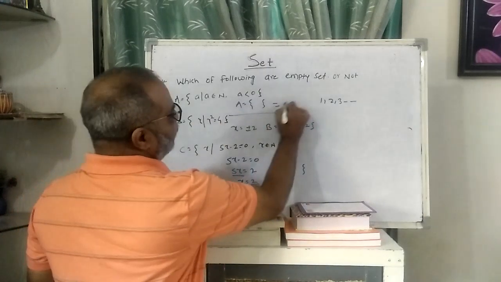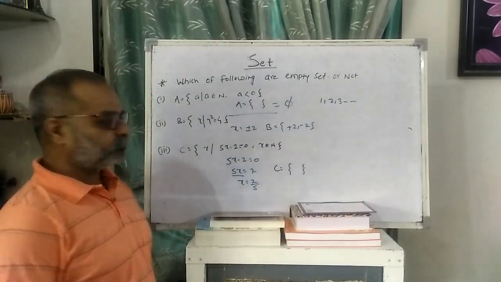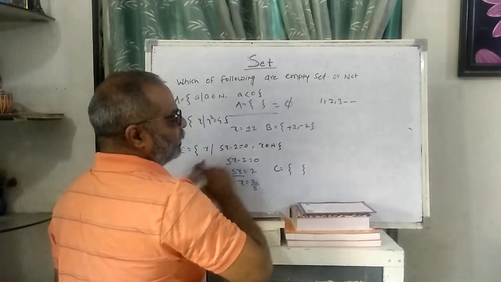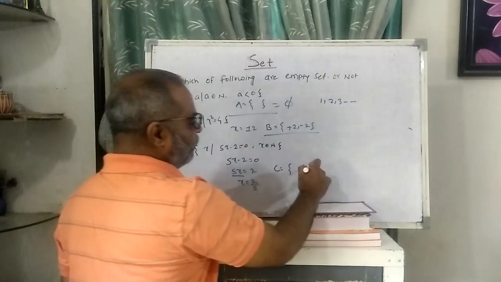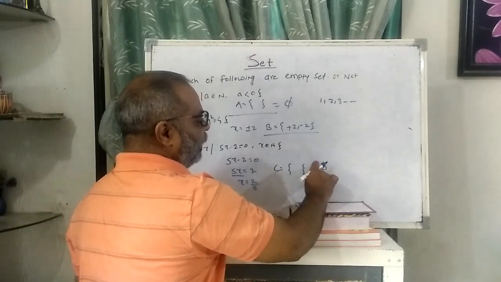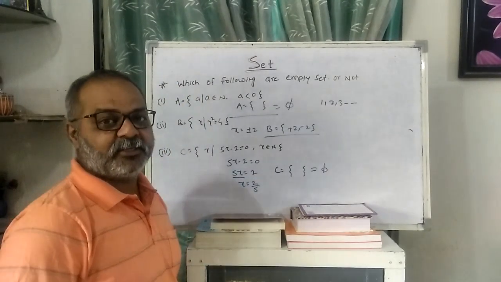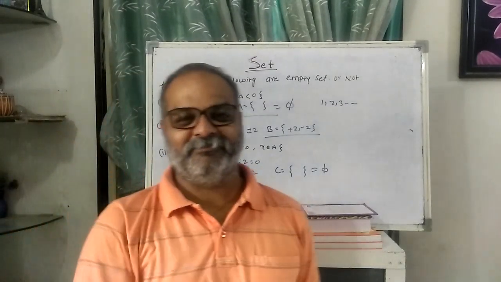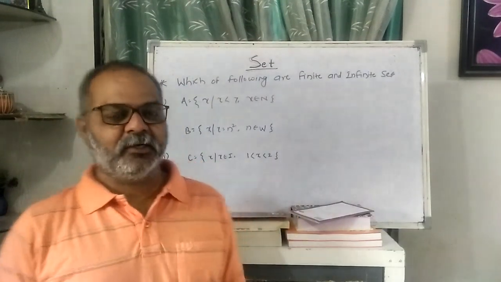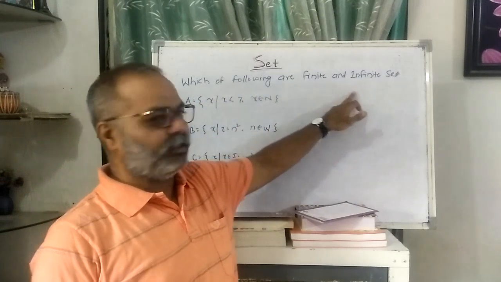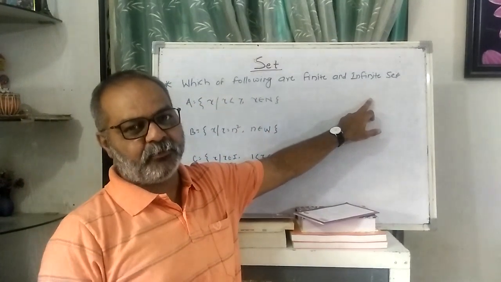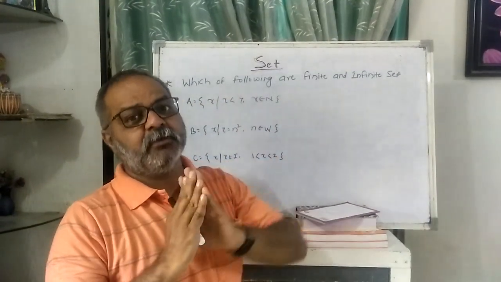Now which is the empty set? Set A is empty because no element is present. Set B, plus 2 minus 2, is countable, it is a finite set. And set C, no element present, so it is also empty. And we know that the empty set is denoted by phi. So let's solve one more example. The example is: which of the following are finite and infinite sets? We just discussed finite means countable, infinite means uncountable.